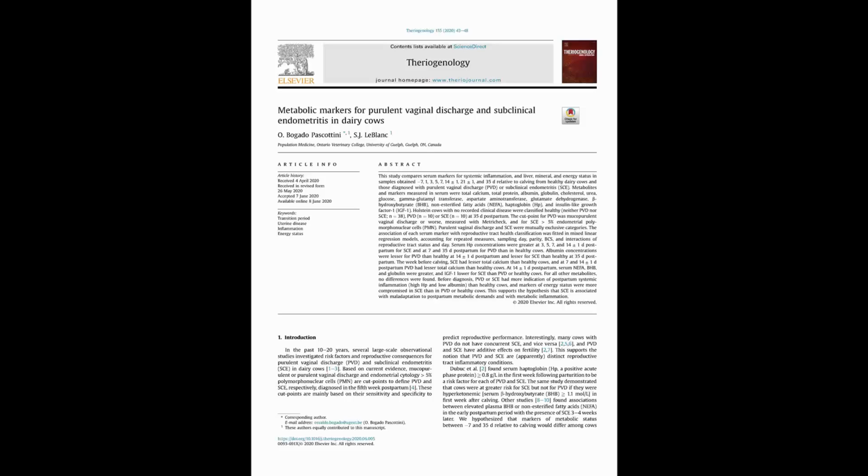And you were talking about the metabolic markers for PVD, purulent vaginal discharge, and subclinical endometritis in dairy cows. One of the clinical diseases could probably be ketosis as well, but it includes retained placenta, metritis, DA, and mastitis, as well as being classified as non-healthy, right? Yep. And so you had healthy cows, cows that had only PVD, and cows that had subclinical endometritis.